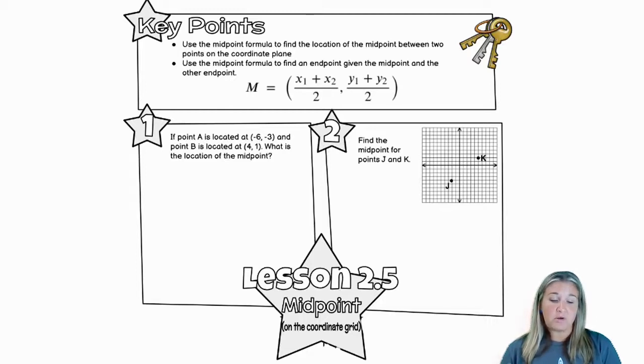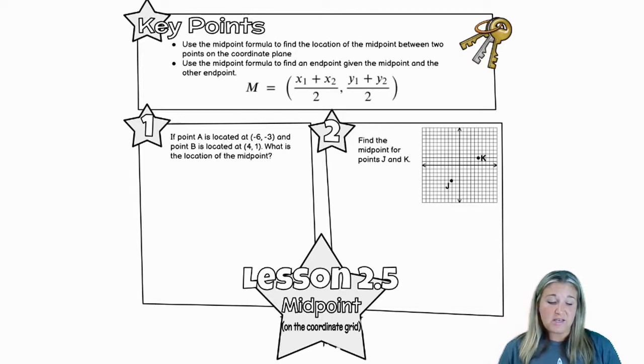So for the key points here, we're going to use that midpoint formula to find the midpoint between 2 points. And we're also going to use the midpoint formula to be able to find an endpoint given the midpoint and one of the other endpoints. Okay, so it's going to be that one that's like halfway in between. So you will learn about fractional distance on the coordinate plane, but now we're just looking at midpoint here. So let's take a look.